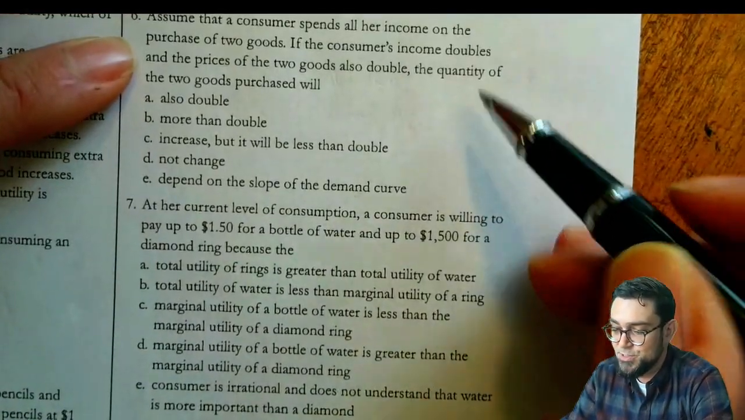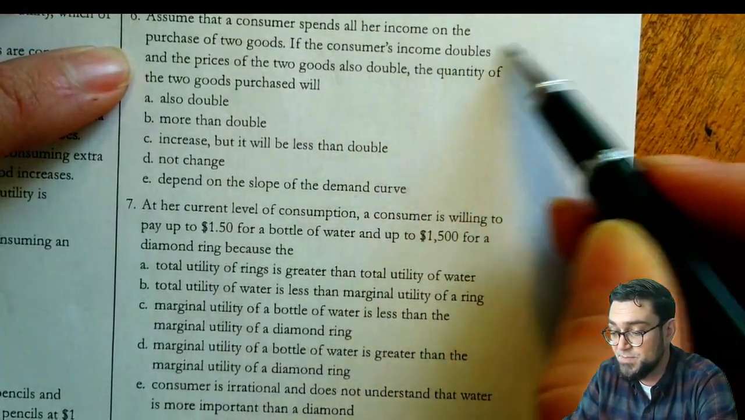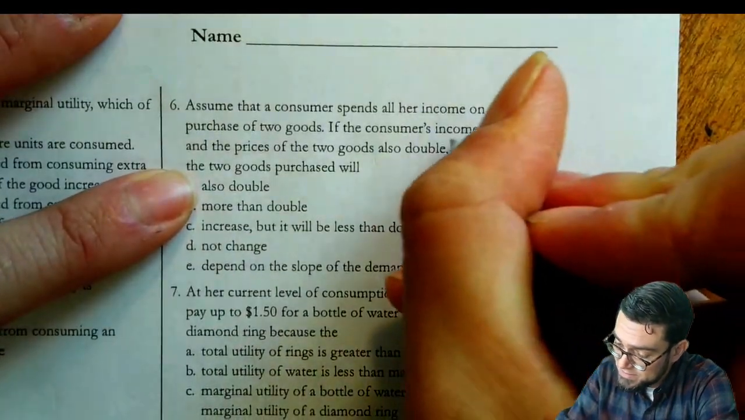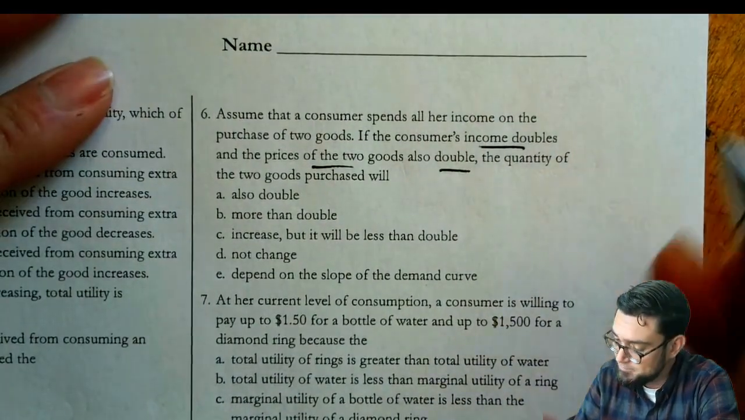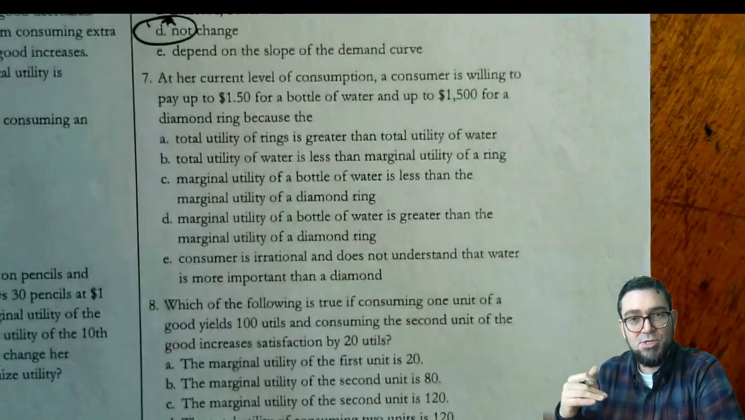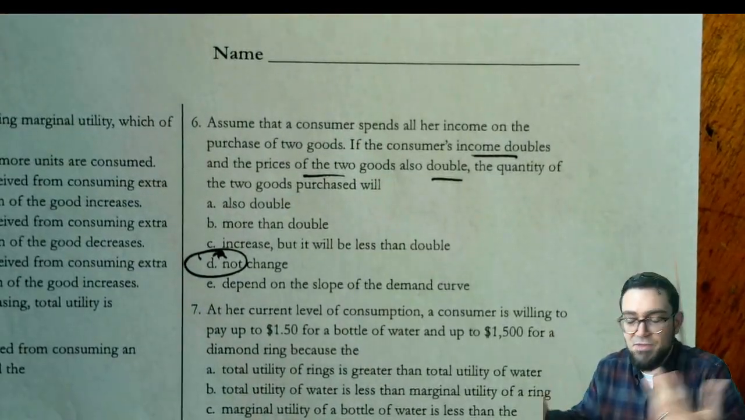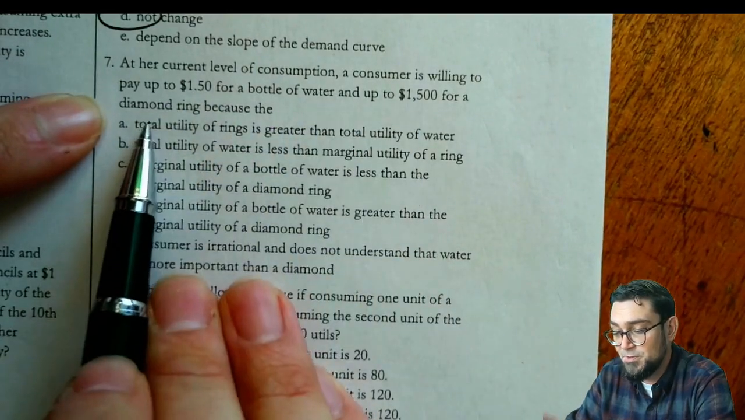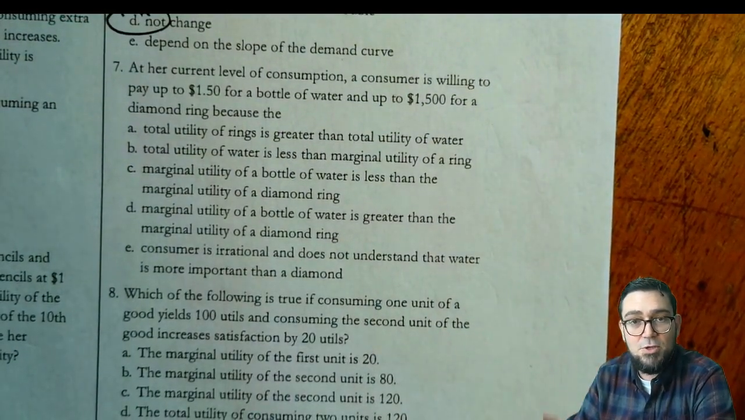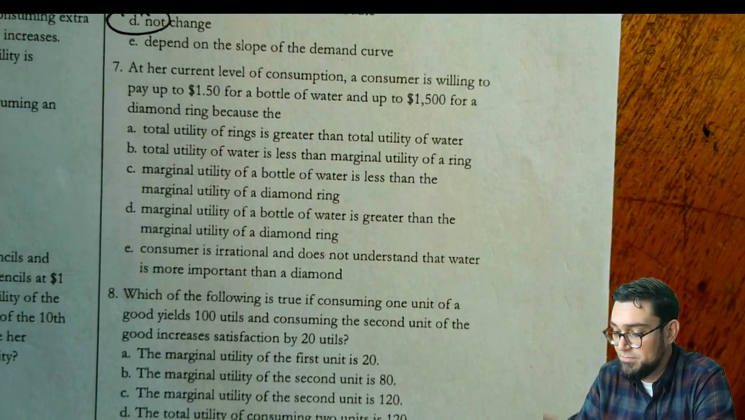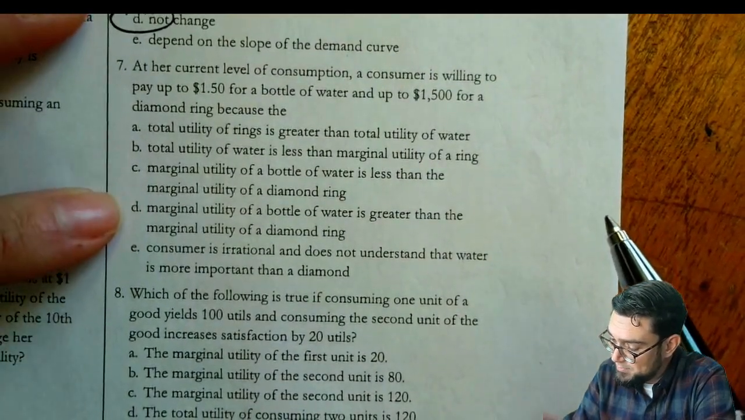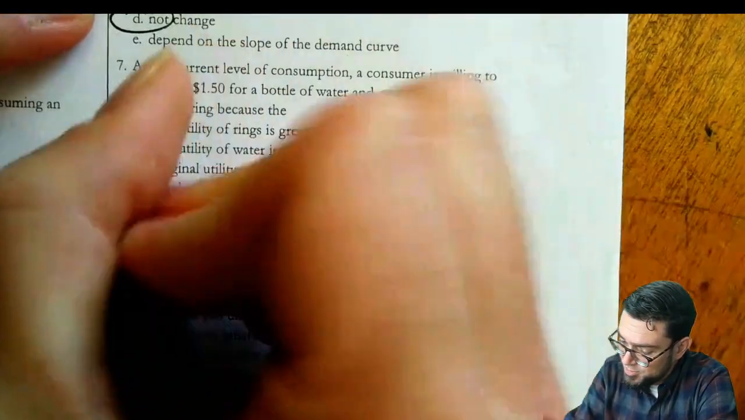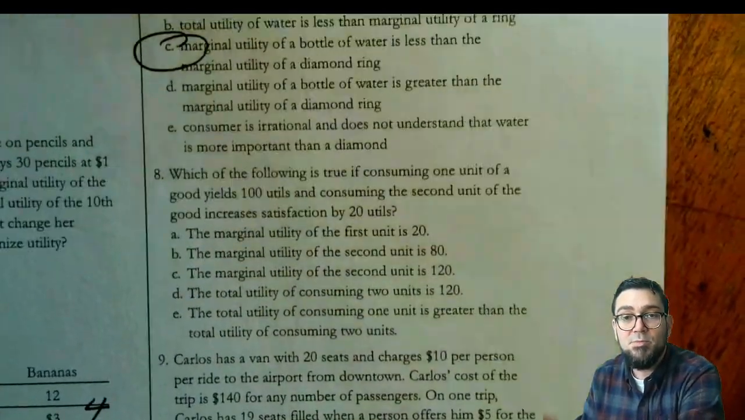Number 6, assume that a consumer spends all their income and purchases 2 goods. The consumer's income doubles and the prices of the 2 goods double. The quantity of the goods in that case would stay the same, right? No change. It increases their ability, but at the same time, doubling the price halves the ability. At their current level of consumption, the consumer is willing to pay up to $1.50 for water, $1,500 for a ring. Well, that's just because you get a larger marginal utility out of that ring than you do out of that bottle of water. So marginal utility of water is less than the marginal utility of a ring. C.